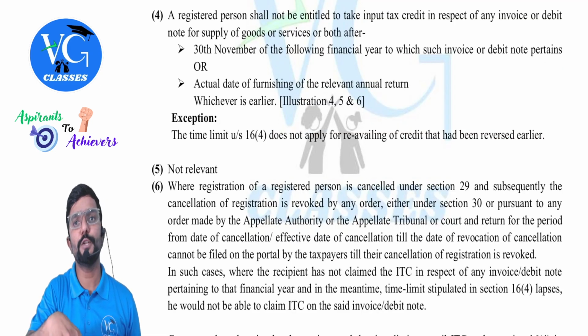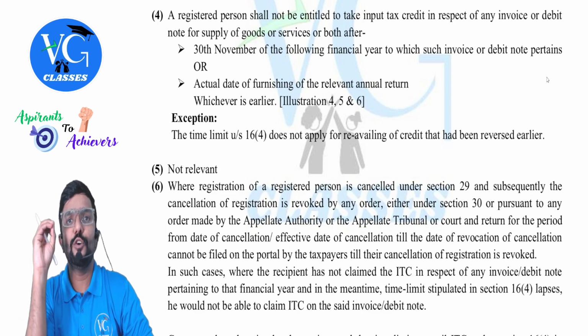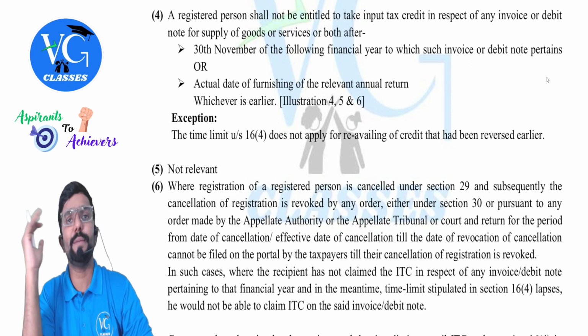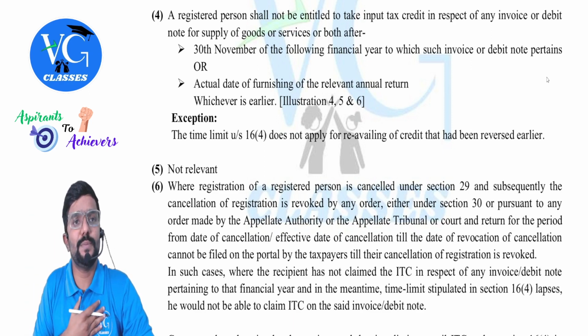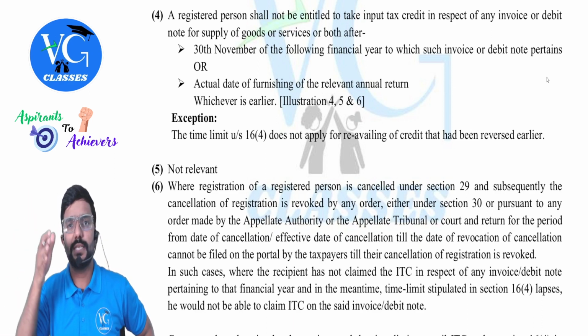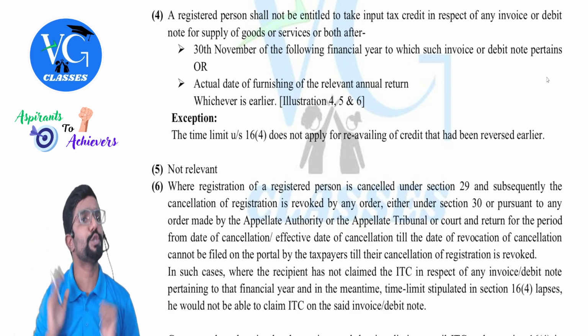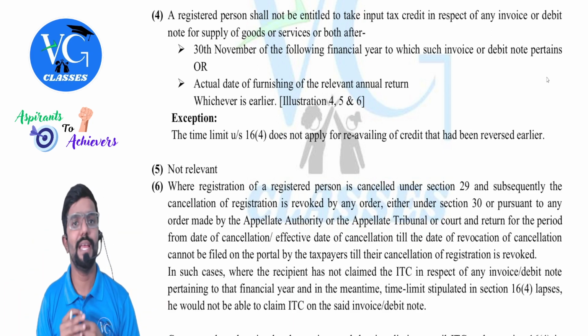Yes, now we will get into subsection 4. We have done till subsection 3. Subsection 4 will give the deadline to claim credit. Now, just because the recipient is eligible to claim credit, can he claim it whenever he wants? No. There is some deadline. There is a deadline drawn for him. On or before that, he has to claim it.